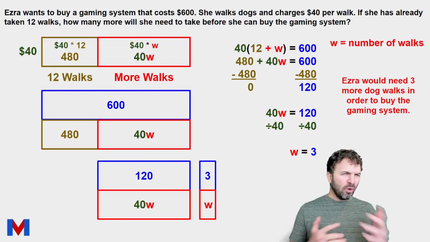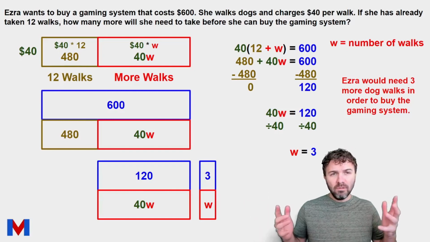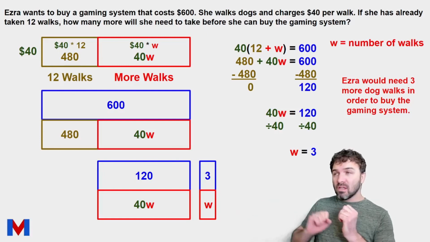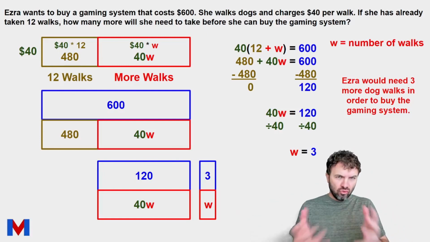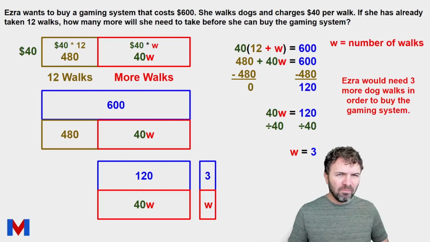You might be like, well, which method do I use? Do I have to do all this? Well, if this method works for you, then do this method. If this method works for you, then do this method. Do what works for you, what makes sense for you, okay?